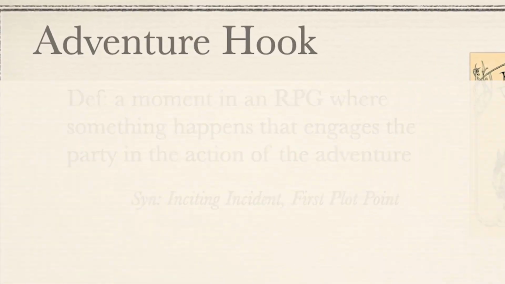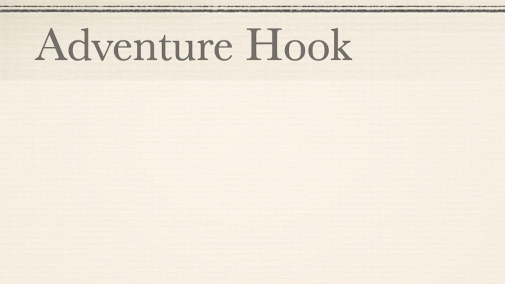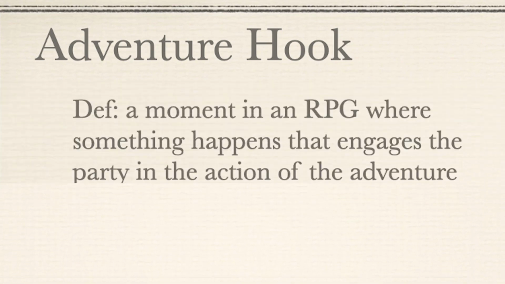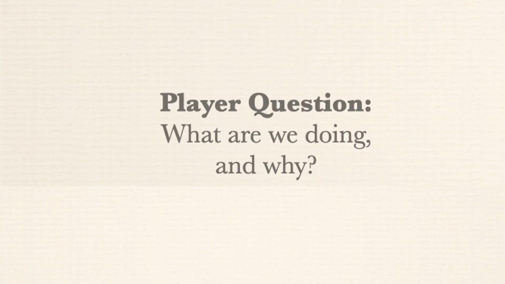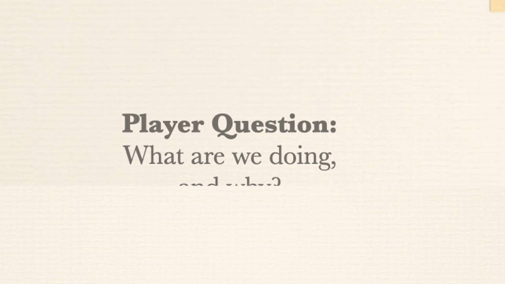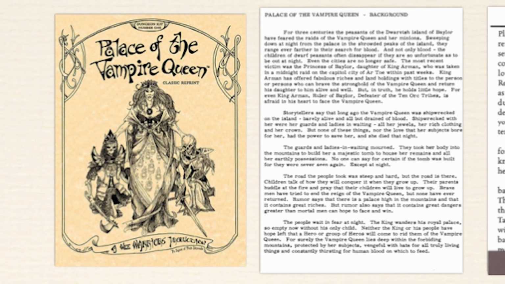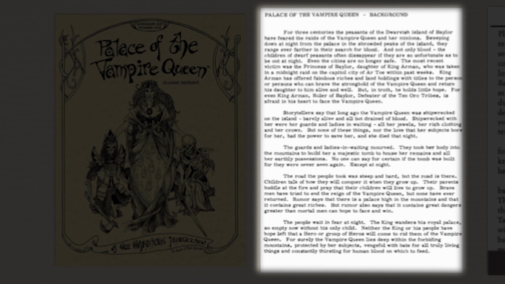First of all, let's try and get a solid definition for a hook. Put simply, an adventure hook is a moment in an RPG where something happens which engages the party in the action of the adventure. In classical dramatic storytelling, the hook could also be defined as the adventure's inciting incident. But perhaps the clearest way to think about a hook is as an answer to the player question, what are we doing and why? In D&D's history, hooks weren't always a moment that occurred in-game. In earlier editions of the game, the hook was generally agreed upon prior to the session. Like, take the first standalone adventure, Palace of the Vampire Queen, where the backstory and its implicit hook were laid out entirely before the game began.